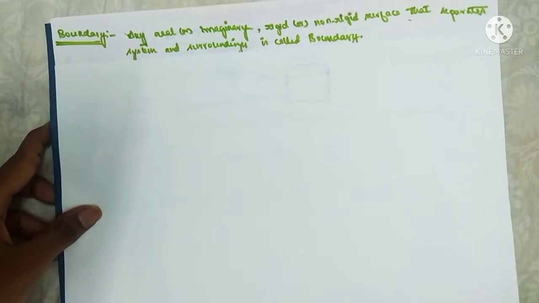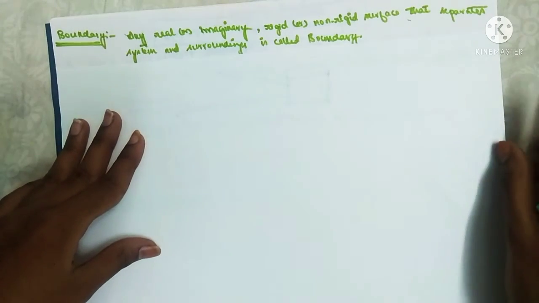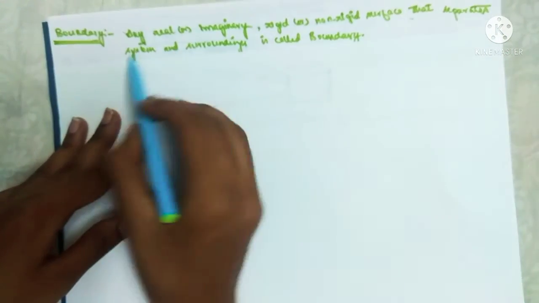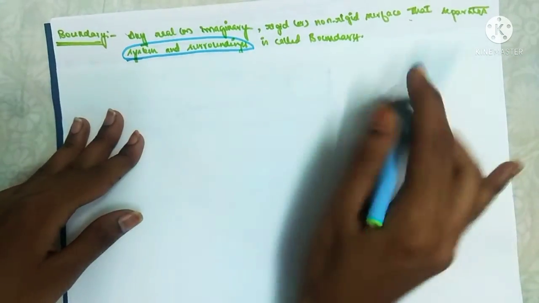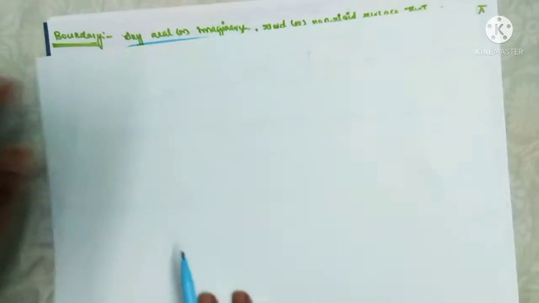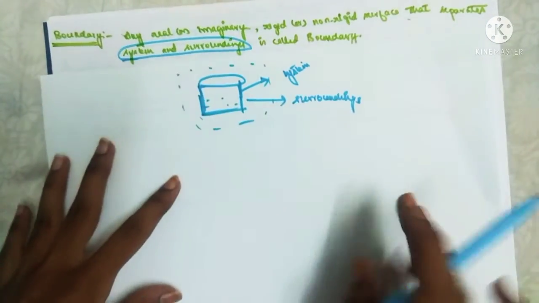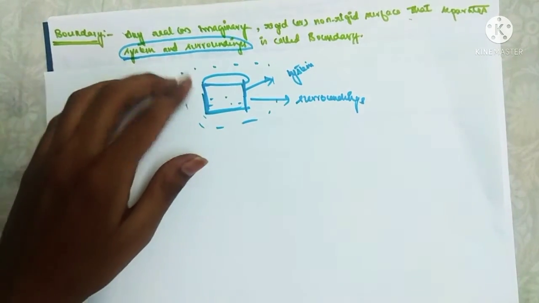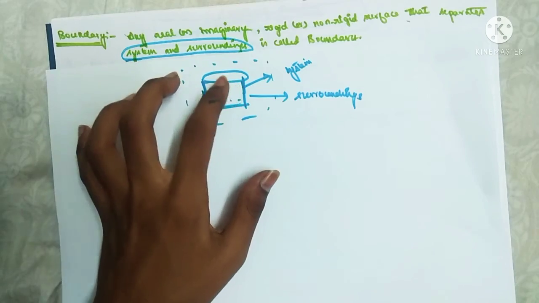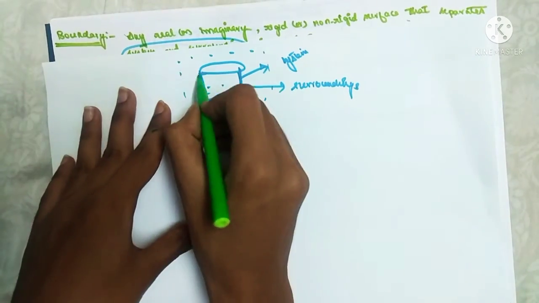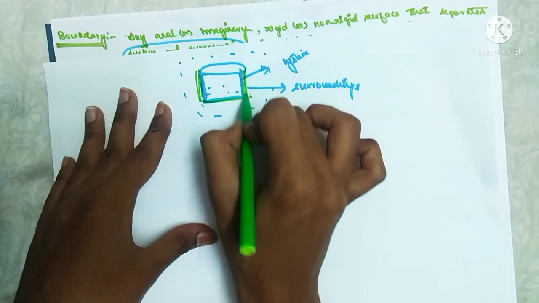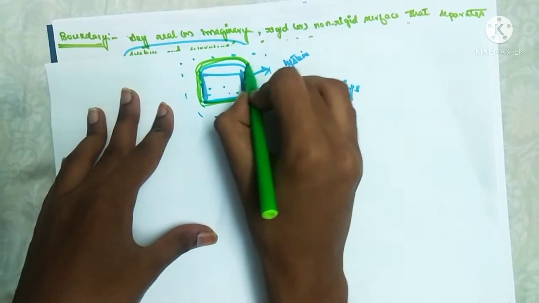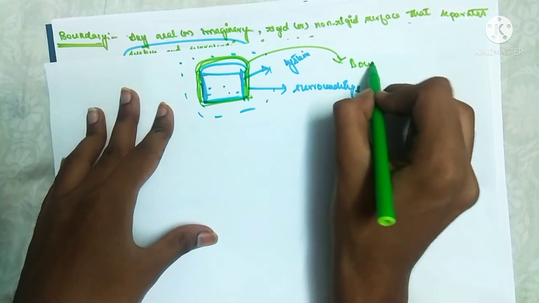Now we are going to learn about the term boundary. Any real or imaginary, rigid or non-rigid surface that separates system and surroundings is called boundary. So we have taken one example here. If you see, this is surrounding and this is system. The surface of this beaker is the boundary. It separates system and surroundings. So this is called boundary.